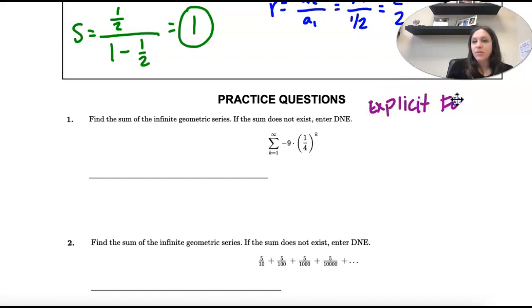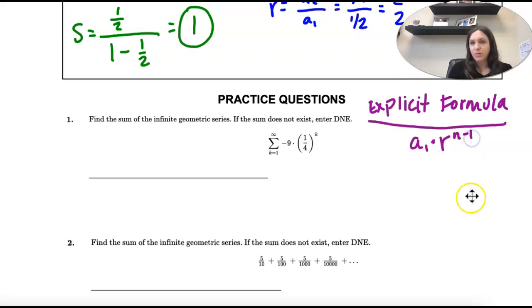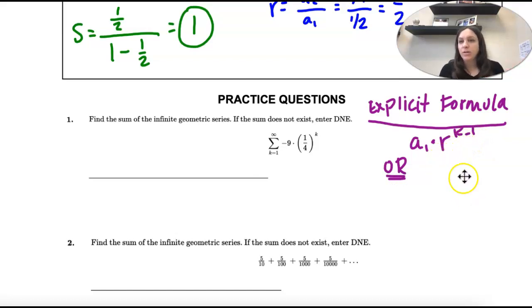Our explicit formula that we're used to seeing is a1 times r^(n-1). But I want you to notice here, this is just k. So if I rewrite this, this could also be k minus 1. When it's just k, our formula changes a little. It means we're adding 1 right here to be k.